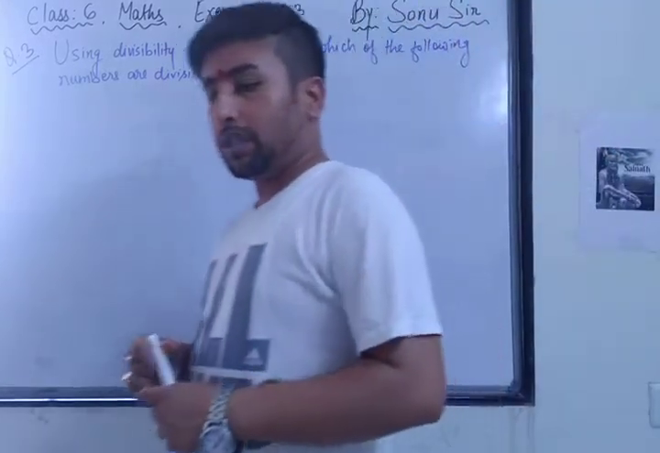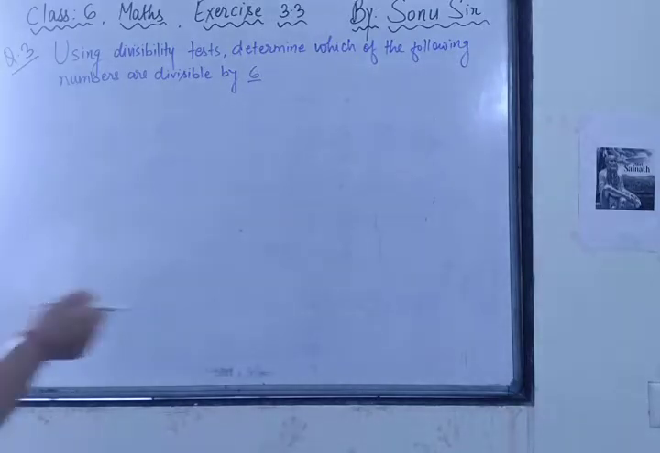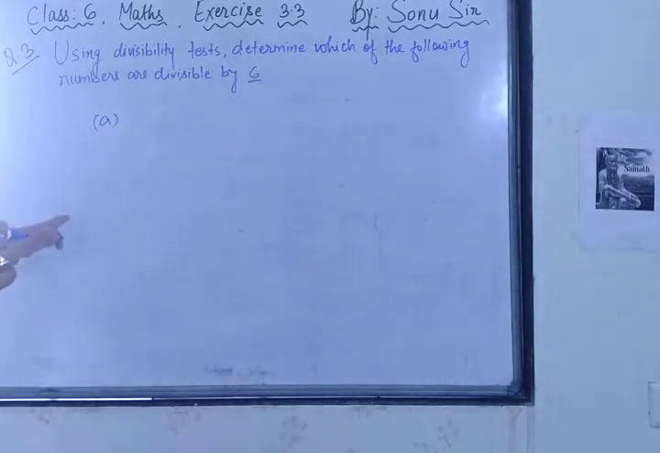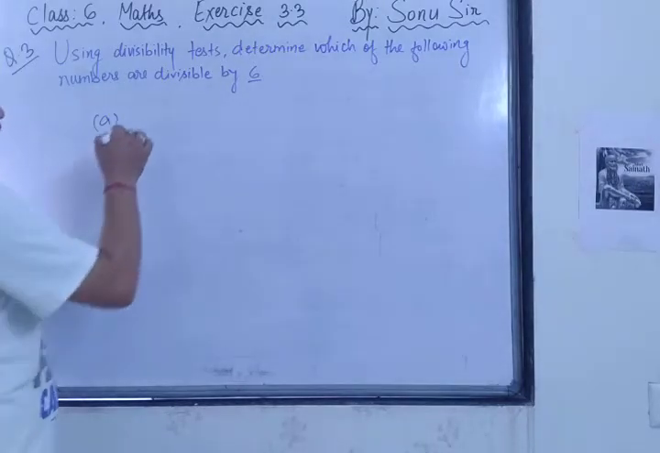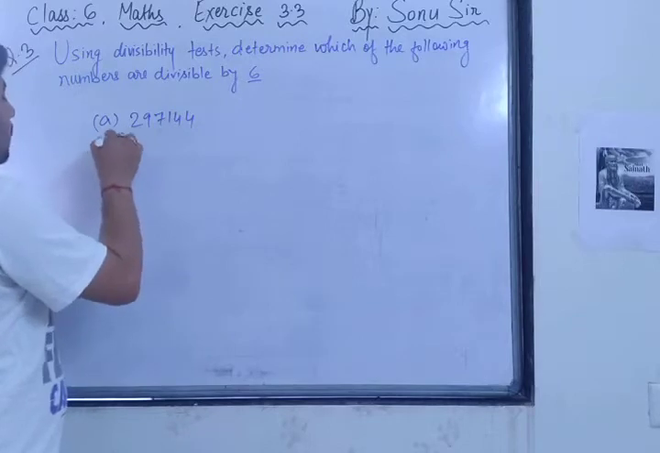Here there are some numbers given, A, B, C, D, E, F, G, H, I, J. Till J the numbers are given. Now we have to check whether each number is divisible by 6 or not. So first of all let us write the numbers. A is 297,144.